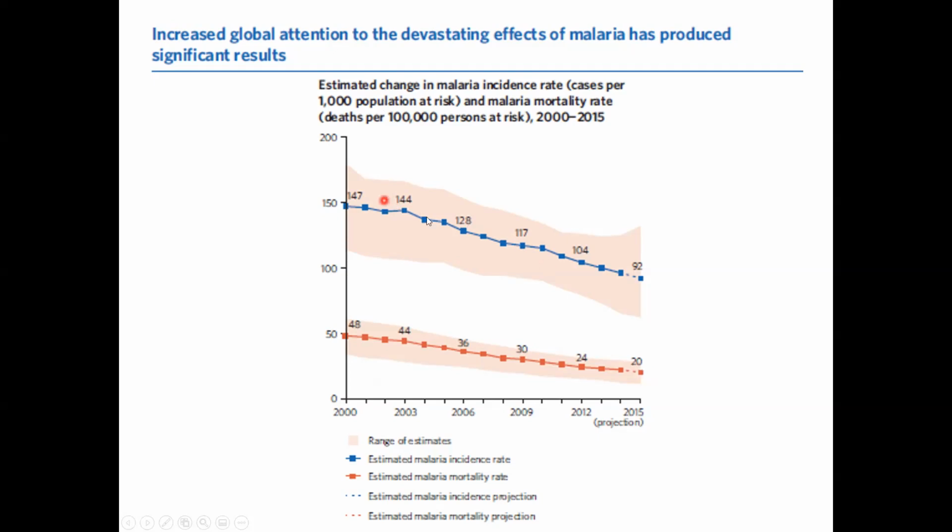So tremendous progress on malaria, but there are still a lot of people being killed. Still 20 per 100,000 people at risk, and still 92 per 1,000 contracting the disease. But we're seeing tremendous progress also.